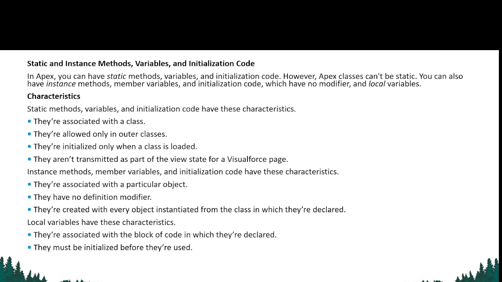Now we have the static, instance method, variables and initialization code. So you can have multiple static methods and variables and also their initialization code. The Apex classes cannot be static classes, but you can also have the instance method and the member variables, and static classes can be declared as local variables also, and they cannot support any modifiers.